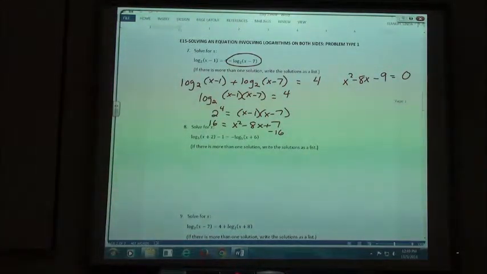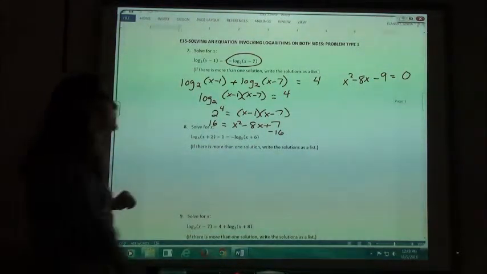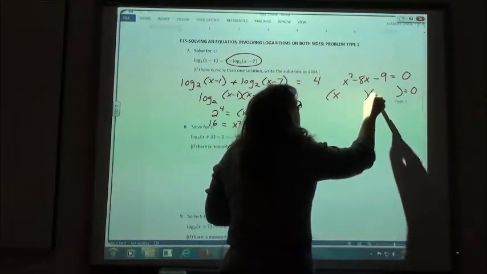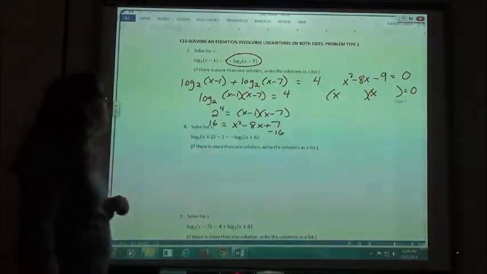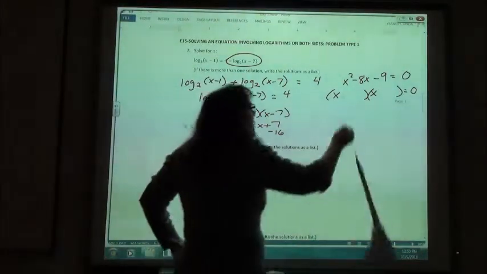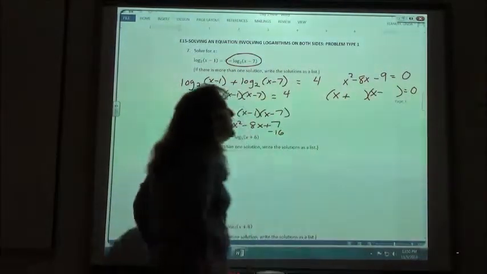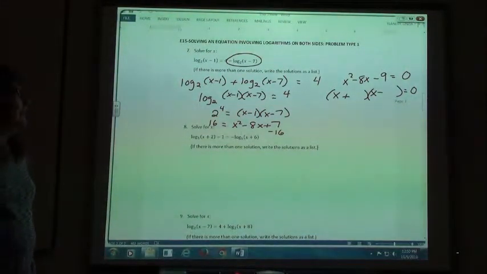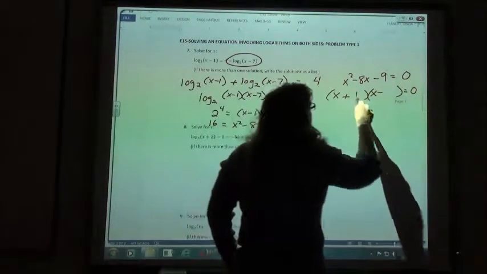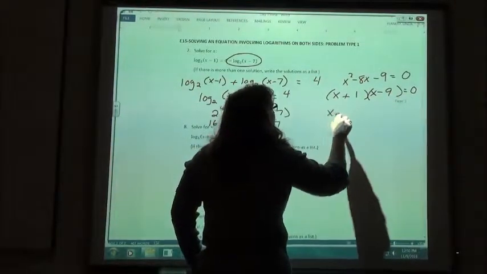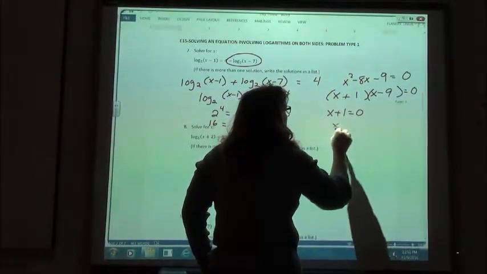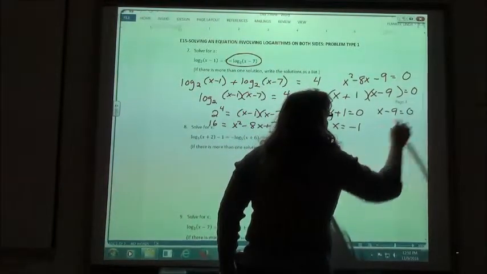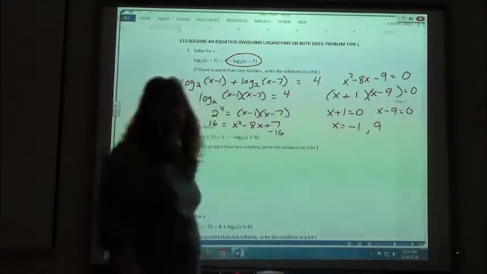And now we've got to factor it out. So 2 sets of parentheses, x and x, my signs, plus and a minus, factors of 9. I want a minus 8 in the middle, a plus 1 and a minus 9. Which means if x plus 1 equals 0, I'm going to get a minus 1 answer. And if x minus 9 equals 0, I get a positive 9 answer, right?